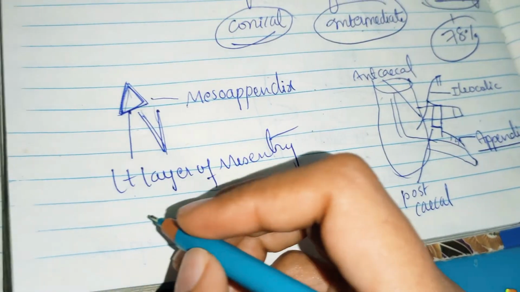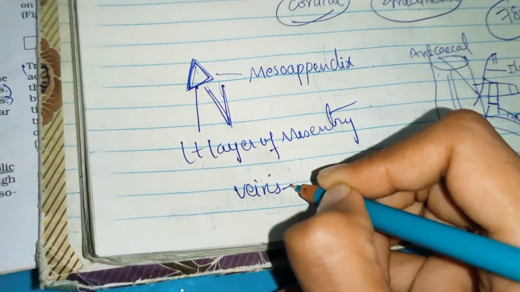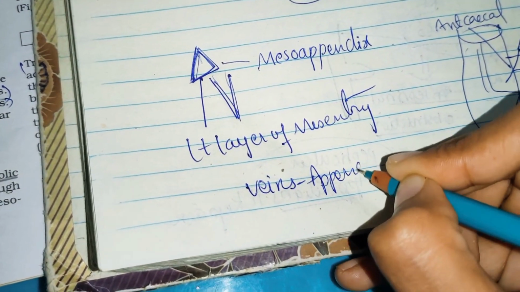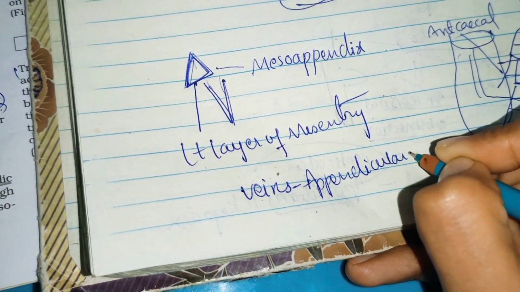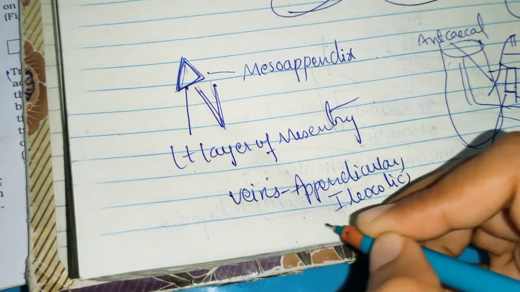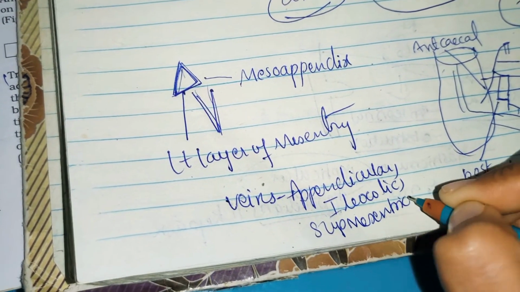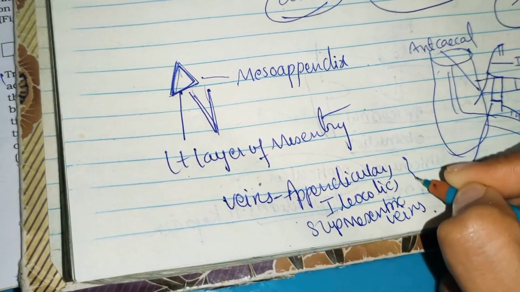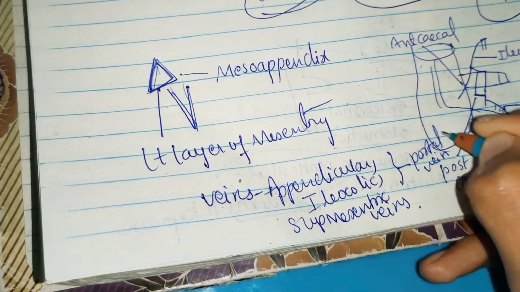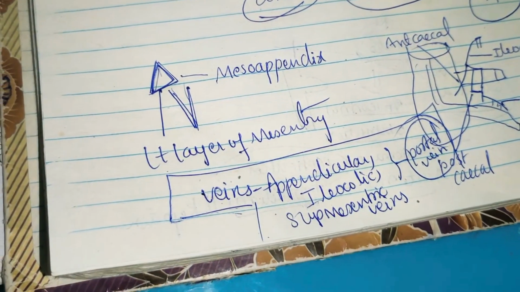Now let us see the drainage of blood. From the appendix the blood drains into the appendicular, ileocolic, and superior mesenteric veins. From here again it will go to the portal vein. So this is the venous drainage of the appendix.